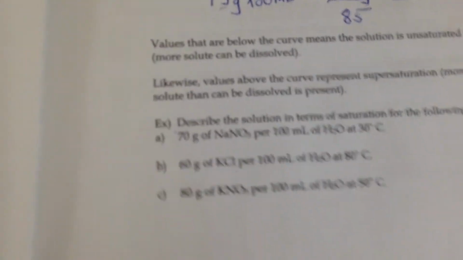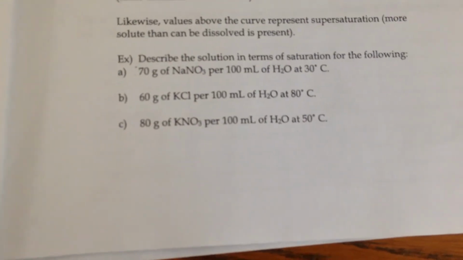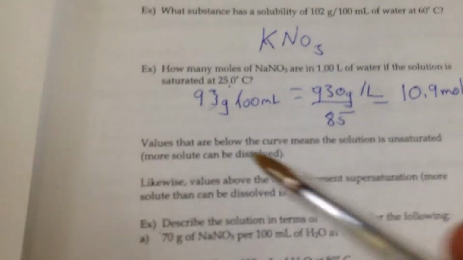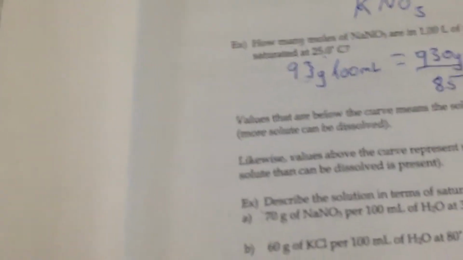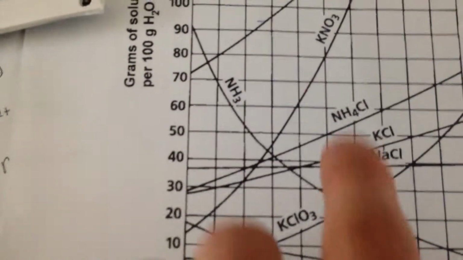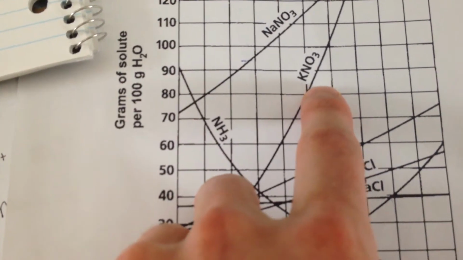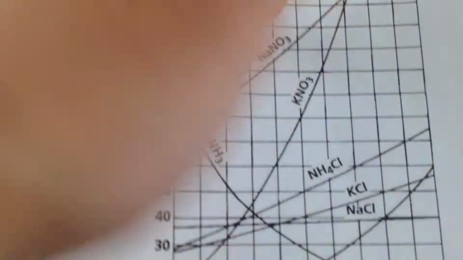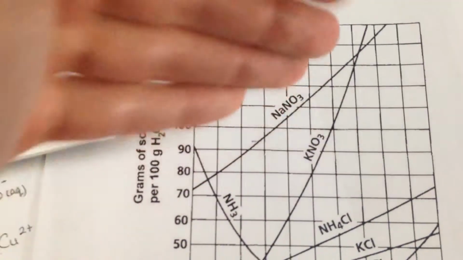Now for the next part here, it wants us to describe the solution in terms of saturation for the following. So it wants us to know if it's going to be unsaturated or supersaturated. So you have to look at the graph. If you're looking at a certain amount and it's below a line, so let's say KNO3 and my amount is below the line, then it's going to be unsaturated. If I'm above the line, that's the line of saturation, that means it's more than saturated. It's supersaturated is the term.